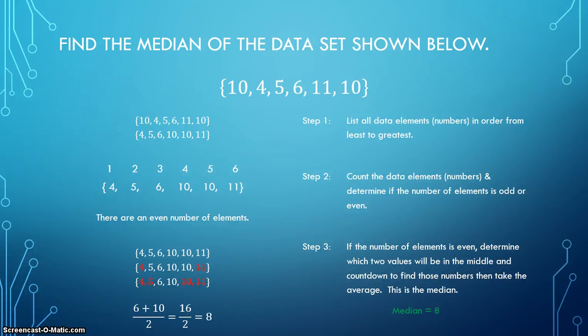Alright, so this right here is an example of what to do when we have an even number. Again, number 1, order them from least to greatest. 2, count the number of numbers in the set of data and determine if it's even or odd. In this case, we had 6 numbers, so it was even. The third step is find the two numbers in the middle, and how we did that was just like before. We crossed out one all the way to the left and one all the way to the right until we found our two middle numbers. Then we find the average of those two numbers by adding them together and then dividing by 2. In other words, 6 plus 10 all divided by 2. And that's how we ended up with our median of 8.